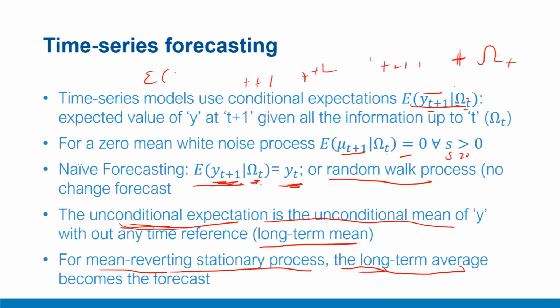So we simply write the expected value of y t plus 1 is equal to that long-term mean, or the expected value of y t plus 2 is equal to that long-term mean. Now notice there is no conditioning on omega t here, which means that this is unconditional.